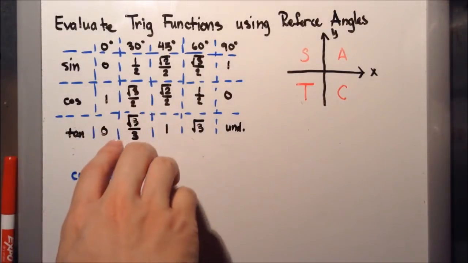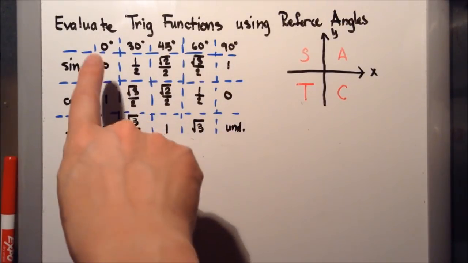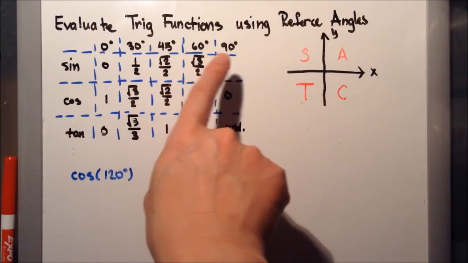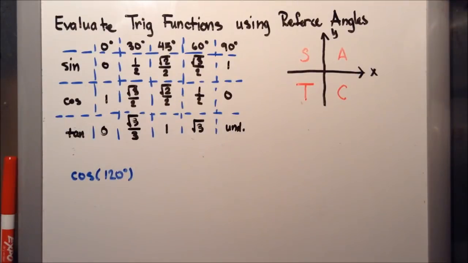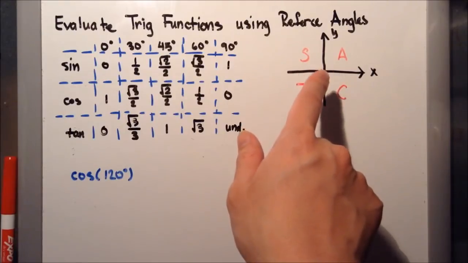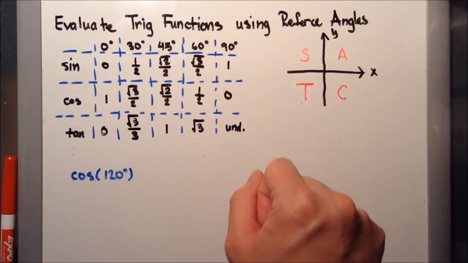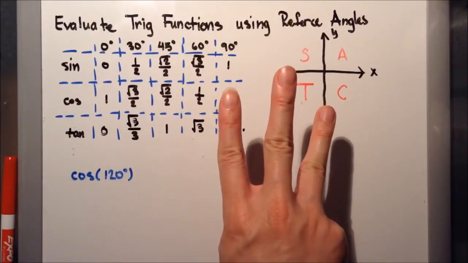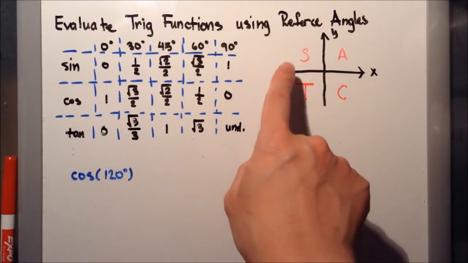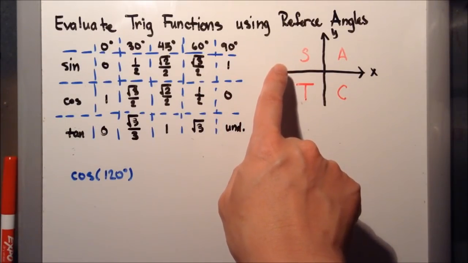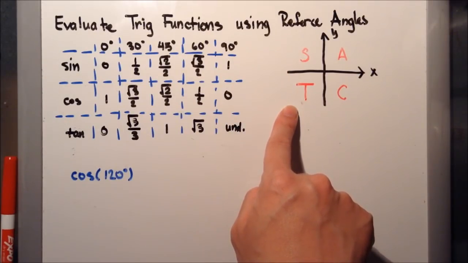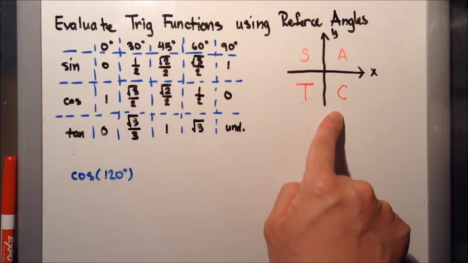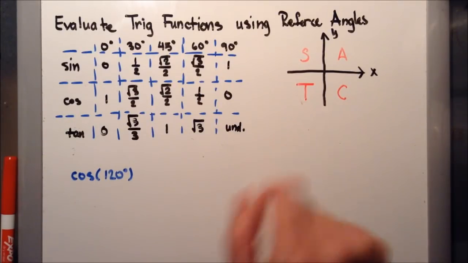Now, here, I labeled the exact values for 0 degrees, 30, 45, 60, and 90 for sine, cosine, and tangent. And then over here, I labeled where the trig functions are positive. So for A, meaning sine, cosine, and tangent are positive in quadrant 1. Quadrant 2, only sine is positive, the rest are negative. In quadrant 3, tangent is positive, the rest are negative. Quadrant 4, cosine is positive, the rest are negative.